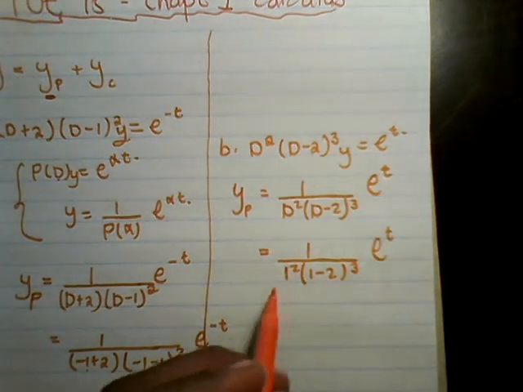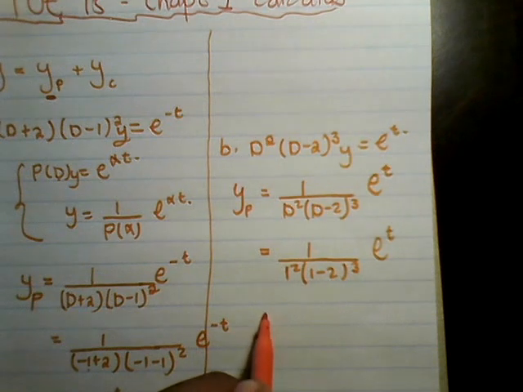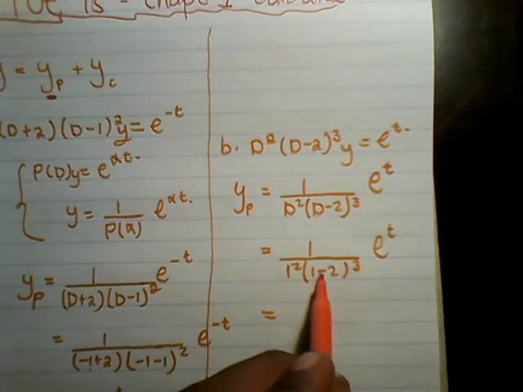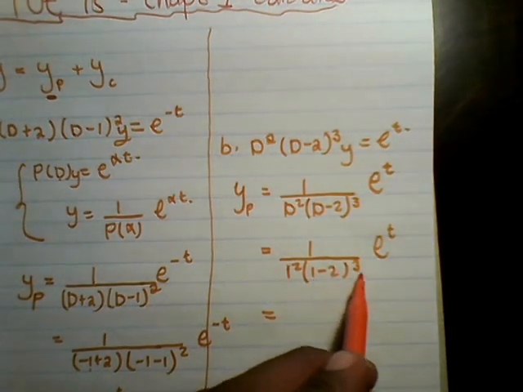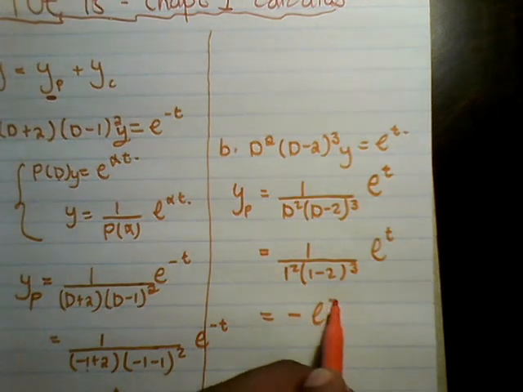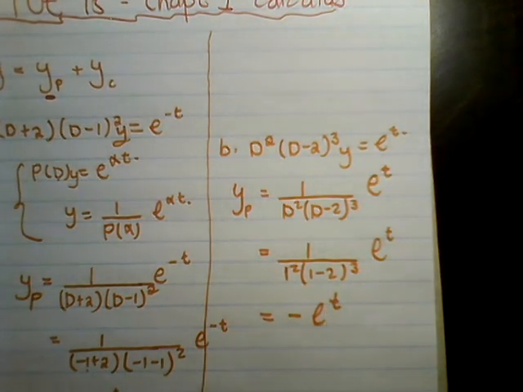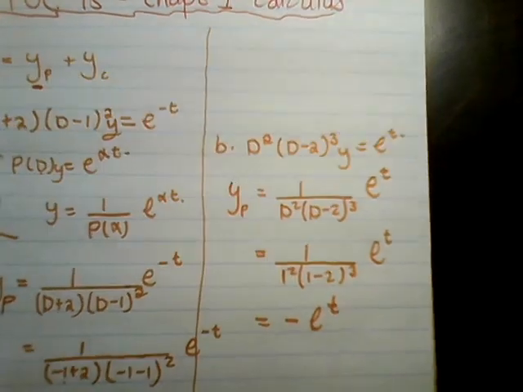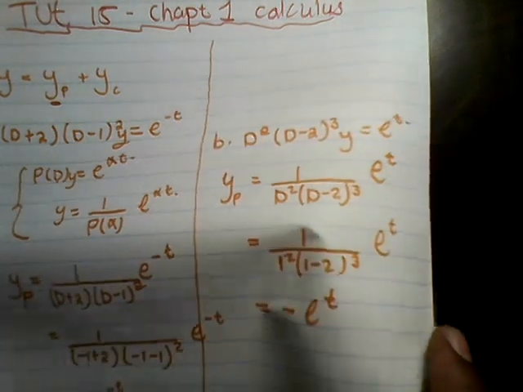When we solve this, we find that this is 1, and then 1 minus 2 is minus 1, and minus 1 cubed is minus 1. So our solution becomes negative e to the power of t. That was question A and B. Now going to C.